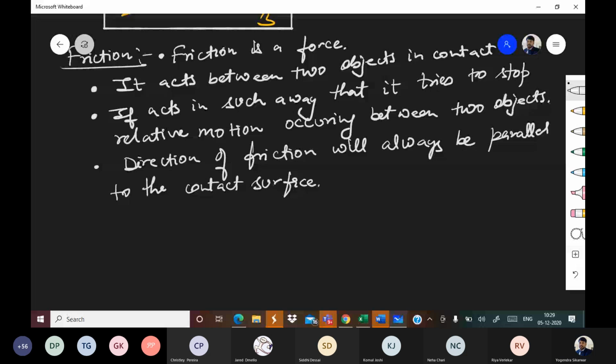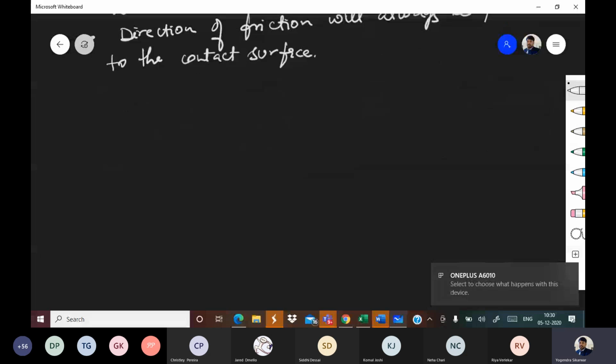So let us talk further. Before we talk further, friction is of two types, one is static, one is kinetic. Okay, let us see how it works. To understand that, we need to take one example.